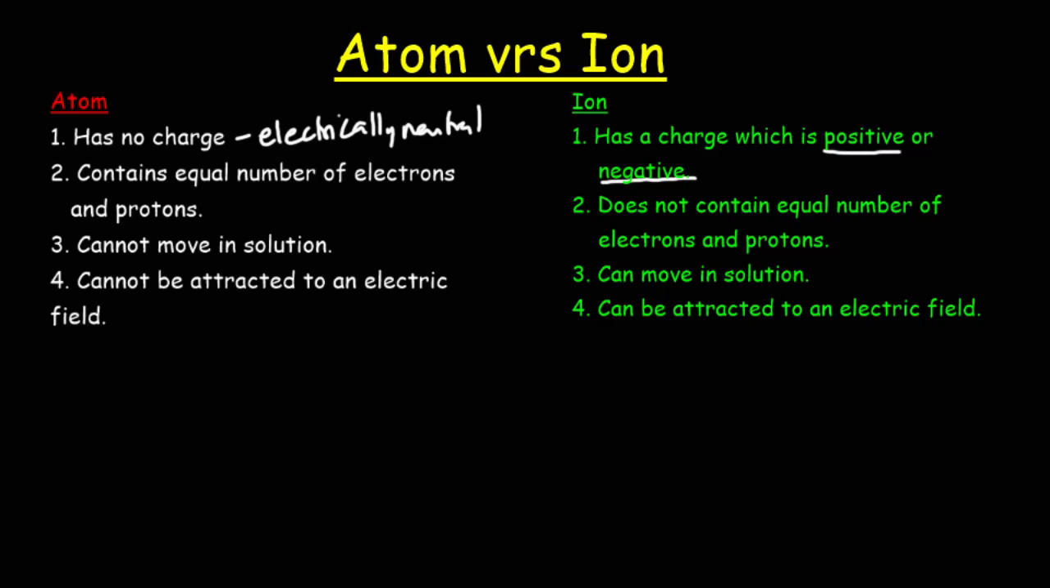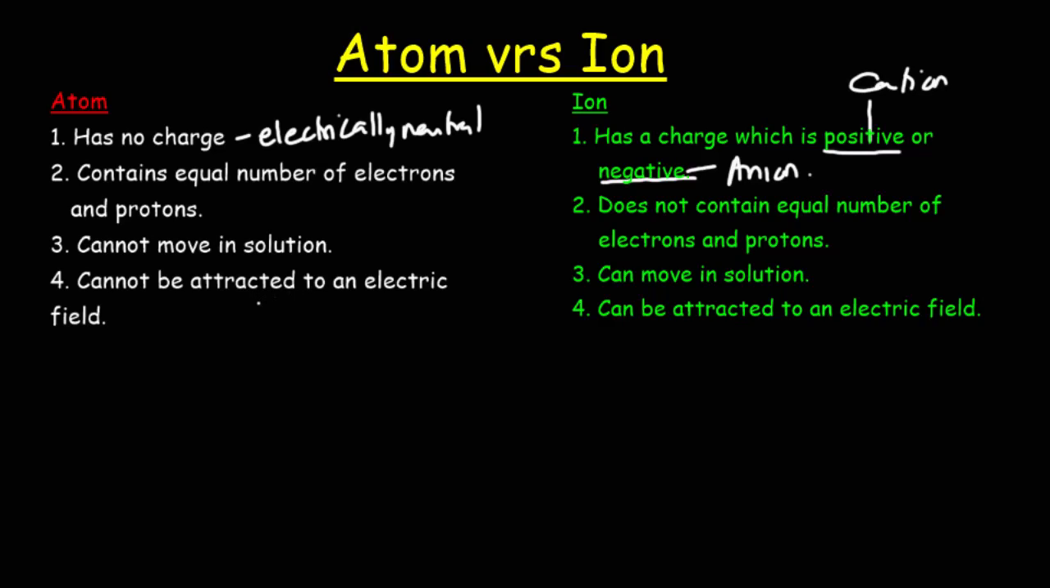And remember, in one of the previous lessons, I said there are two types of ion. If the atom loses an electron, it becomes positively charged, and we call that ion cation. And if the atom gains an electron, it becomes negatively charged, and we call that ion anion.